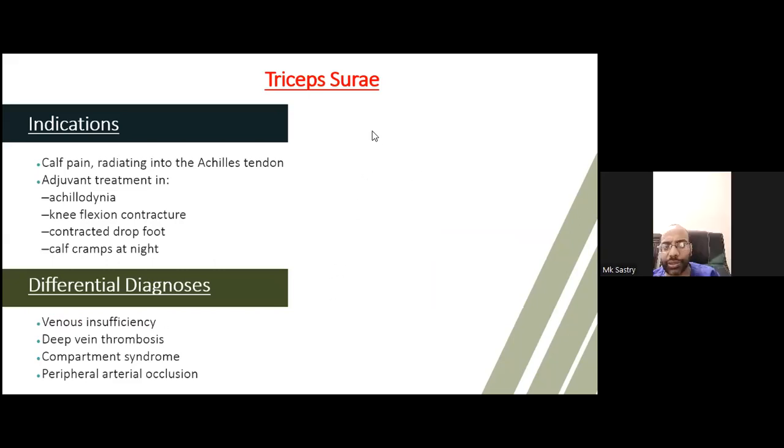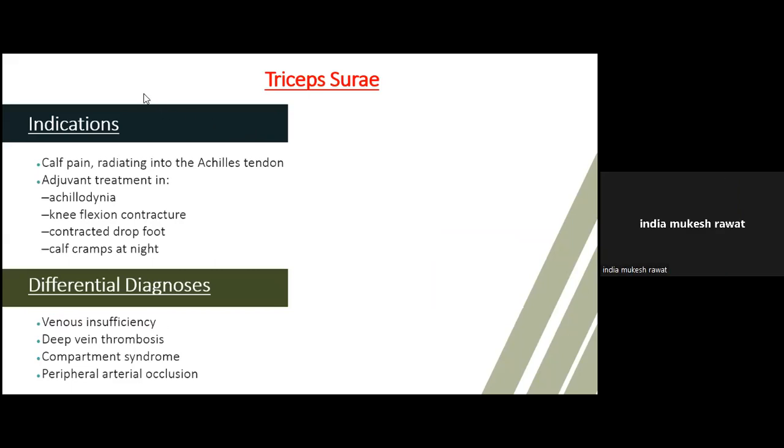Now we'll see triceps surae. I think you have never heard about all these words. Did you hear about all this? Medical... No, sir. Physiotherapist, sports therapist, did you hear about all this? Anand? Yes, sir.